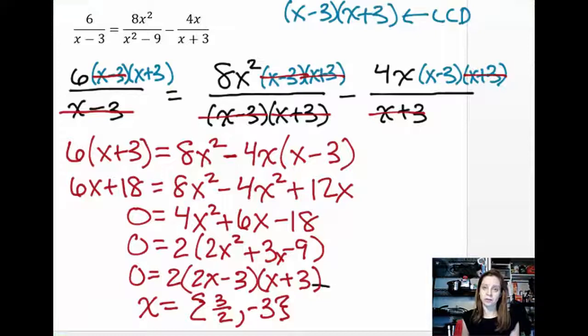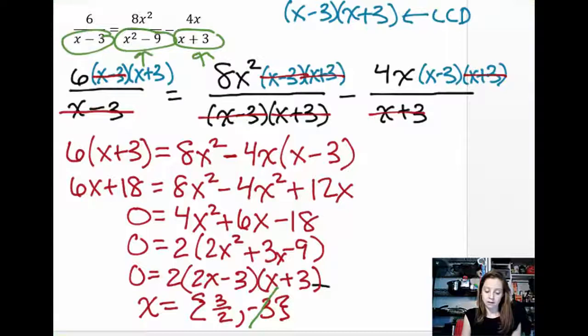And I'll finish by checking for extraneous solutions. Would either of these x values make any of the original denominators 0? And the answer is yes. Negative 3 is an extraneous solution, so I get rid of it. It would make the second two terms undefined. 3 halves does not make any of them undefined, so we only have one x value here.